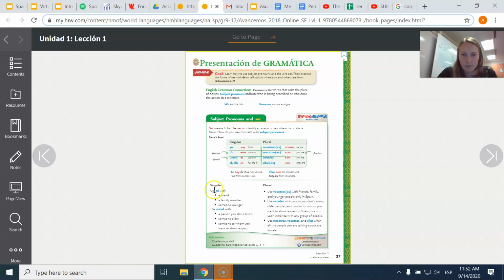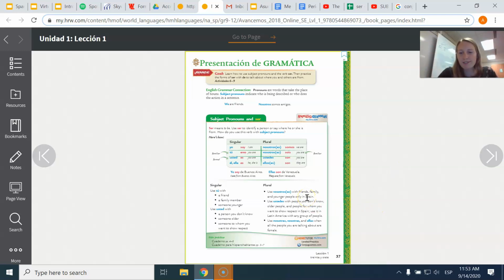It says, remember, we're using tú with a friend, a family member, and someone younger. That's our informal. We're using usted with a person you don't know, someone older, or someone you want to show respect to, you know, a teacher or a boss, that sort of thing. Plural, it's a similar way.